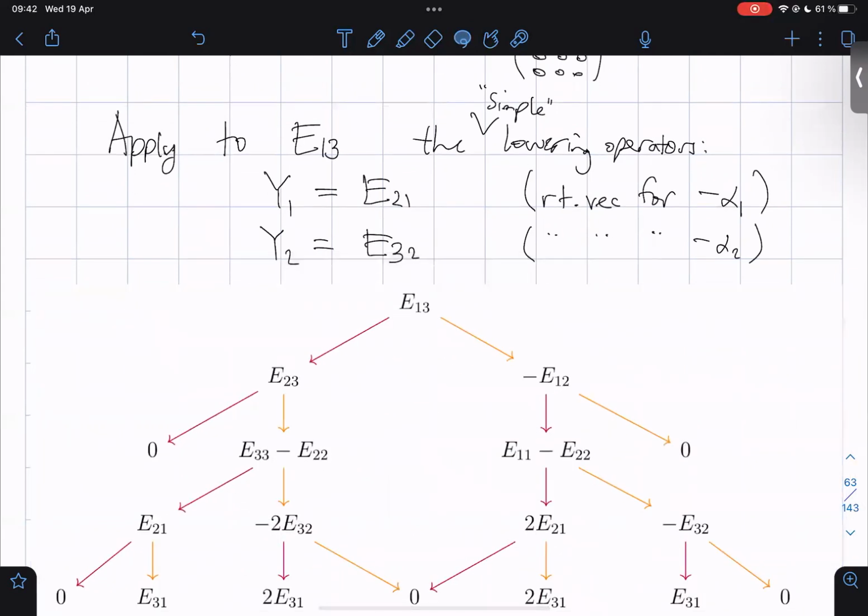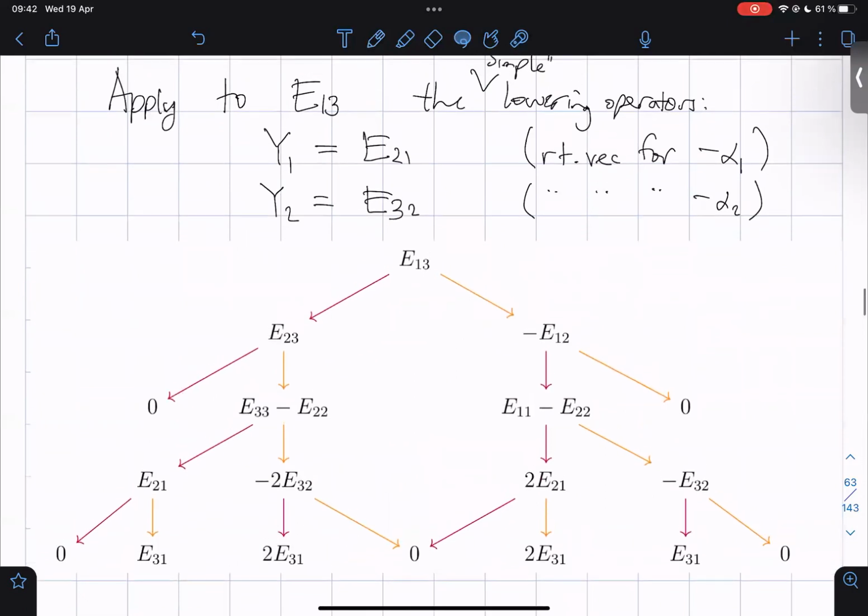So here's the result of what happens when you do that. This is just a list, a tree of possibilities. And sometimes you get repetitions, right? So E31 is appearing there and there and there. But you just want to take the span of all of them, until you get nothing new anymore when you keep applying these simple lowering operators.